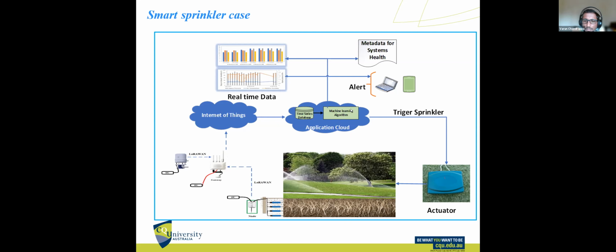Apart from that, this machine learning algorithm also does forecasting. What it does is, if this is the current moisture level, what is going to happen in 1 hour? What is going to happen in some days? That is what we are going to forecast.